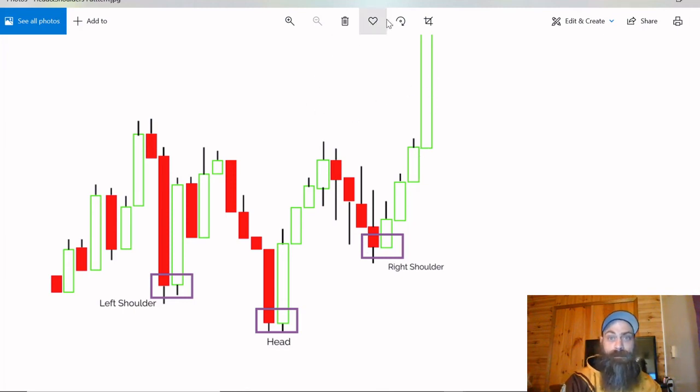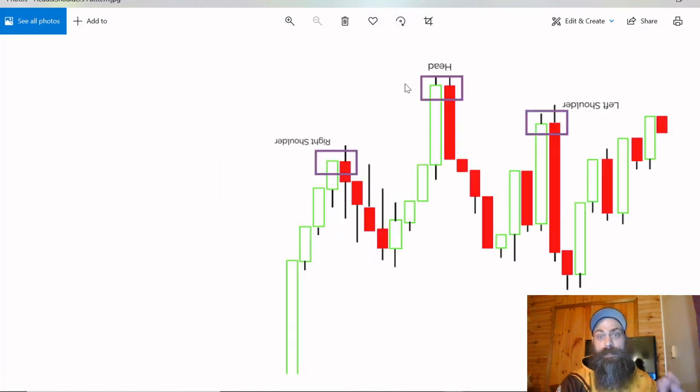And then same goes for if it was going to be going to the downside, just reversed. It'd be your left shoulder over here because it's upside down, your head, and then your right, and then it would just shoot down. So let's go on the chart and take a look at that one.